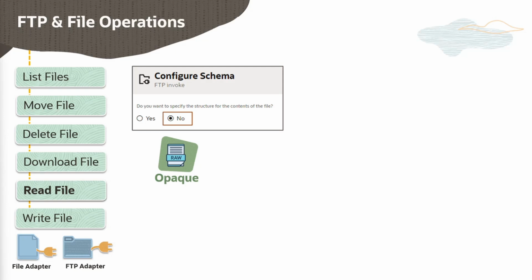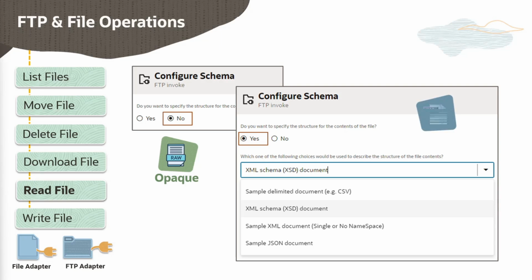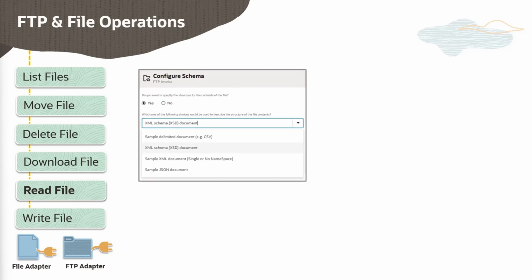If you select no, it means that you do not want to specify the structure of the file. If so, you're done. Just like the download file operation, this will be an opaque file to OIC, and it will only be transferred into the virtual file system, not into memory. But if you select yes, you will then be required to indicate how to define the structure of the file, since it will be brought into the integration memory as a data structure object.